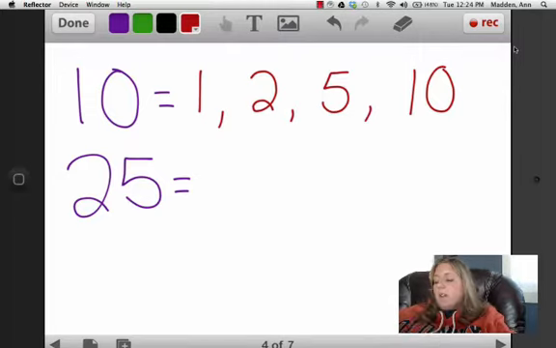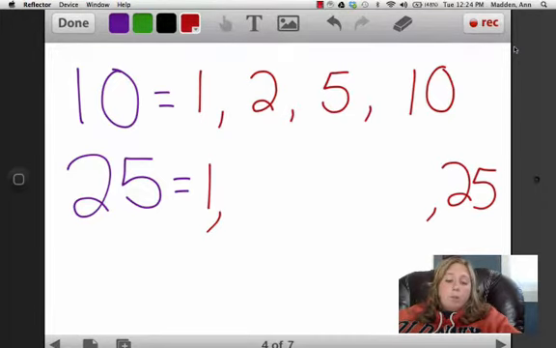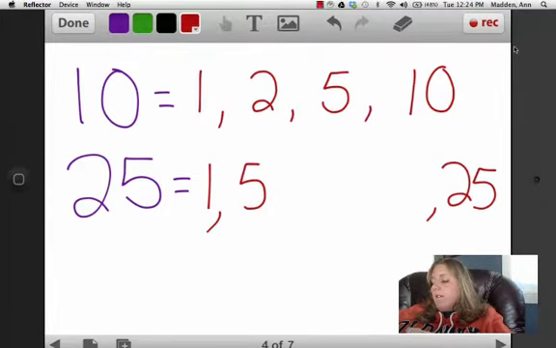25, how do I get to 25? I always have a 1 times that number. 2, I don't believe that I can multiply by 2 to get to 25. First of all, I know that because 25 is not an even number. 3, not quite sure if there's a 3, but I do know for sure that there is a 5. 5 times 5 is 25. I don't need to list the 5 twice. Is there any other way to get to 25? Not that I'm aware of.